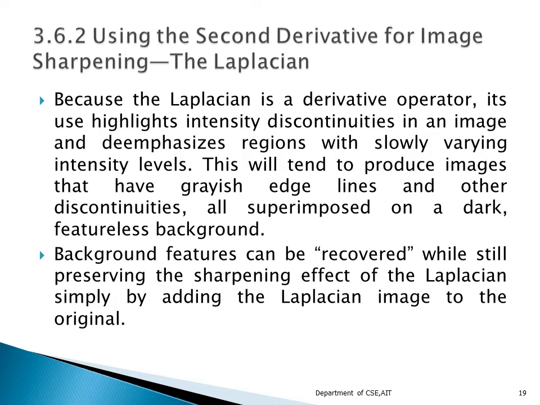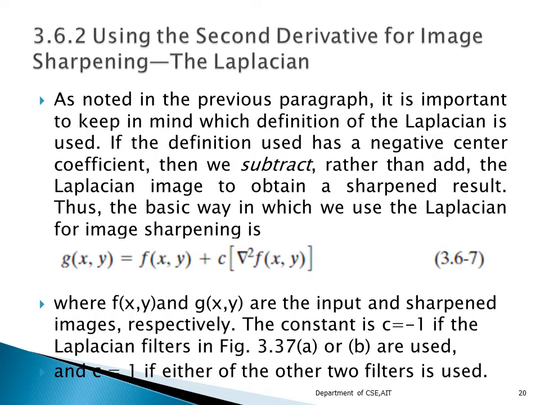So when we add the Laplacian image to the original image, we have to keep in mind certain things when we go for a Laplacian. If the definition has a negative center coefficient, then we should go for subtracting. When we subtract, we get a sharpened result. So the basic equation for Laplacian image sharpening is given by equation 3.6.7, where we have f of xy and g of xy.